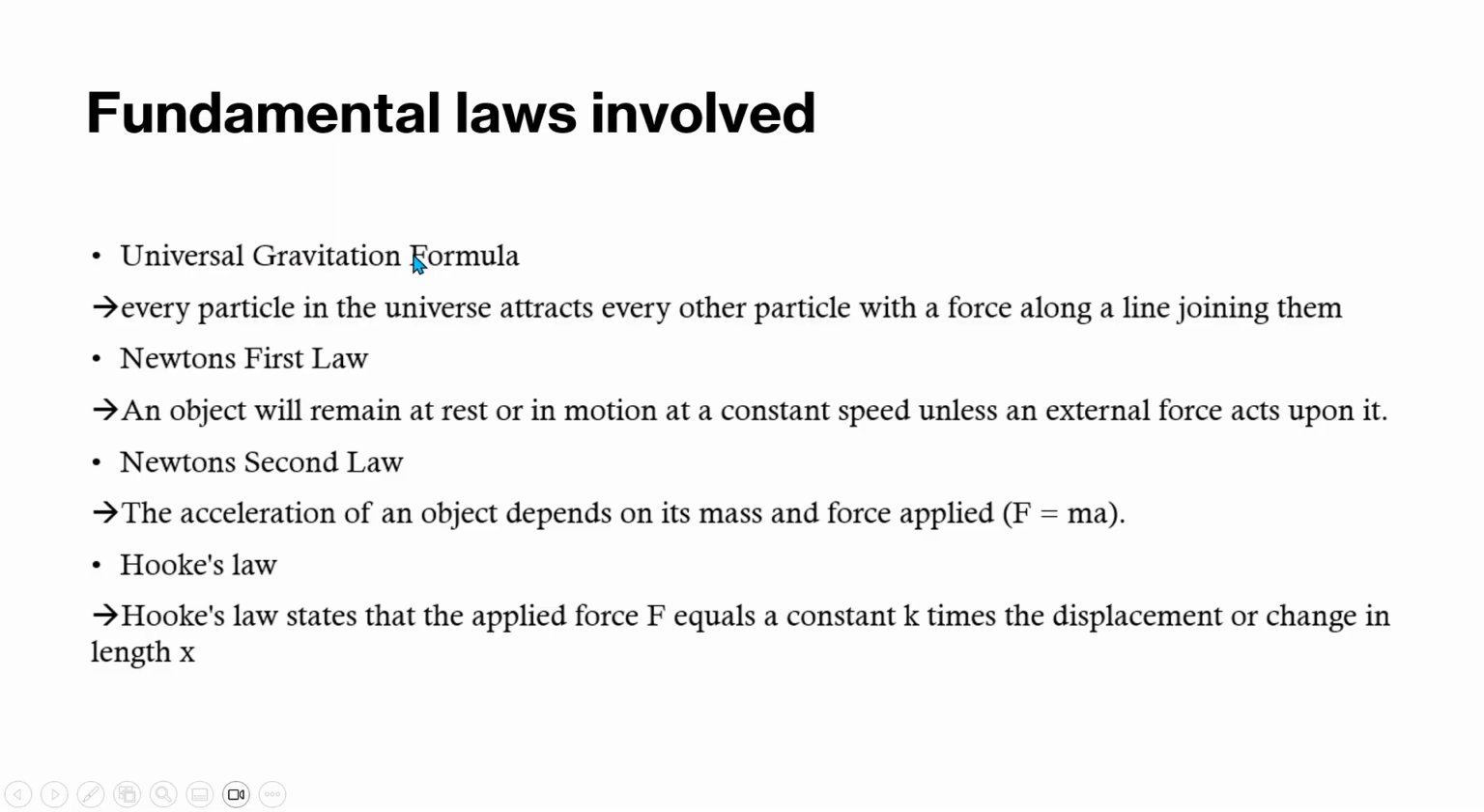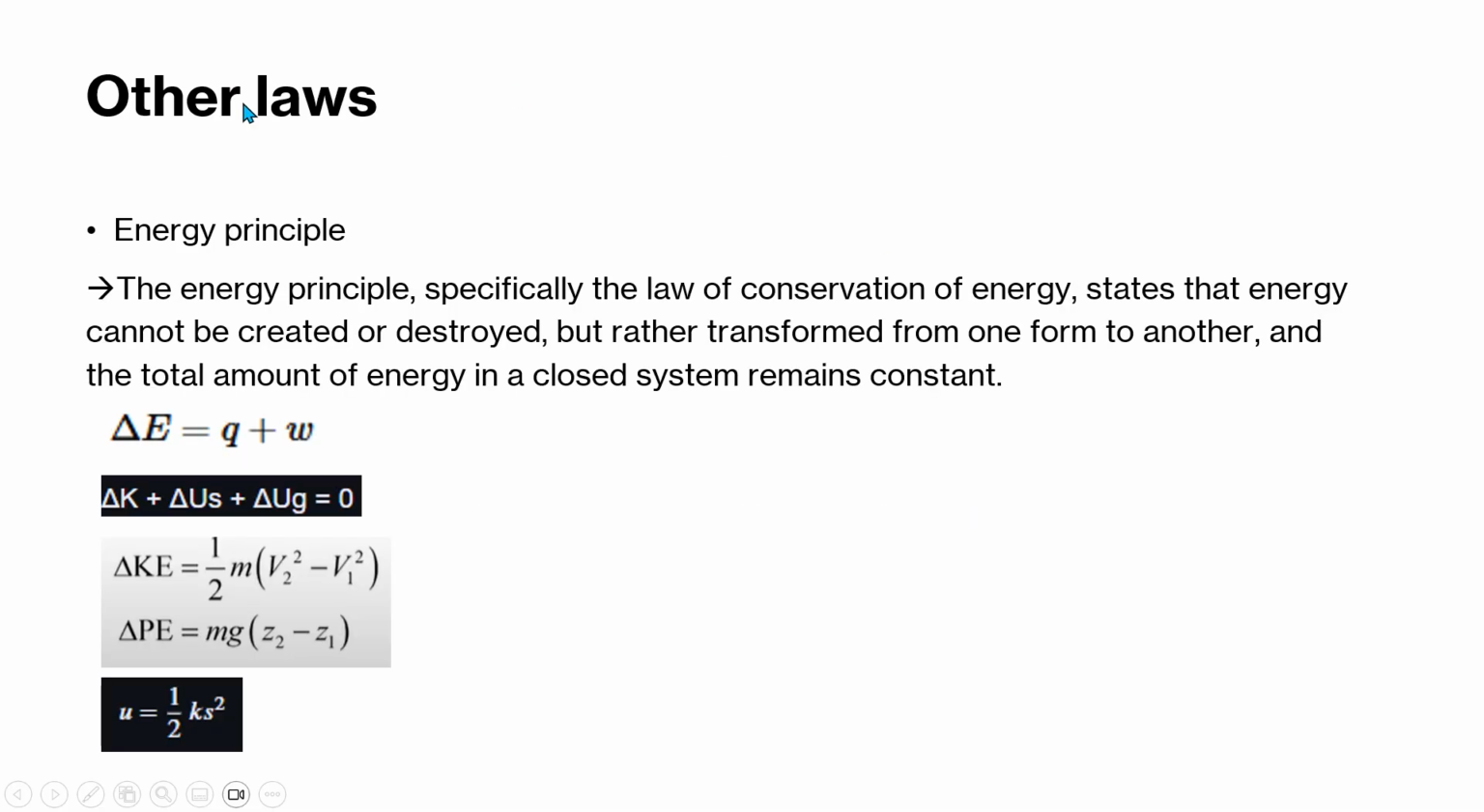We have the universal gravitational formula. We then have Newton's first law, which says that an object will remain at rest or in motion at a constant speed unless an external force acts upon it. Newton's second law, which says that the acceleration of an object depends on its mass and force applied. And then Hooke's law, which states that the force applied F equals a constant k times the displacement or change in length x. So these are the other laws.